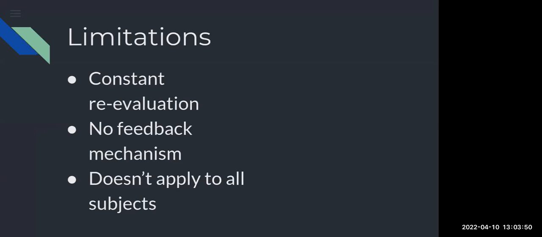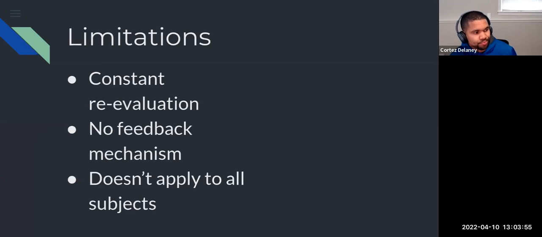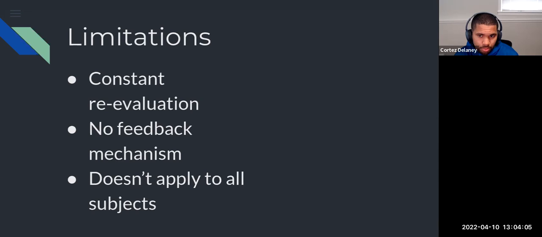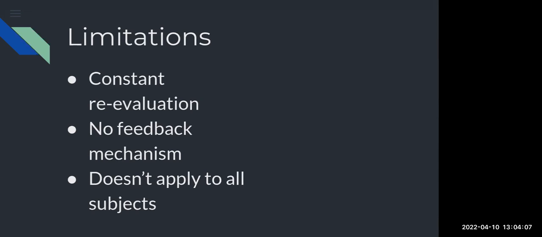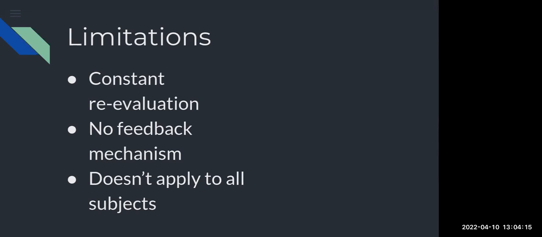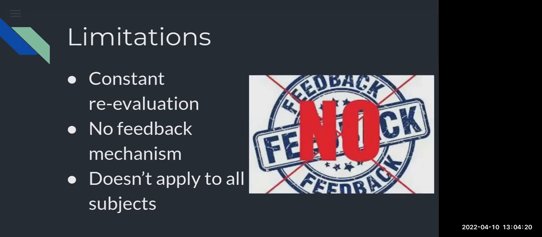And some limitations of the Tyler's model is that you have to constantly reevaluate. Since the objectives are based on student needs, they would need to be reevaluated because the needs of students are always changing. There's also no feedback mechanism to tell how to deal with improvements. And finally, it doesn't really apply to all subjects or the design of subject content, which limits student learning.